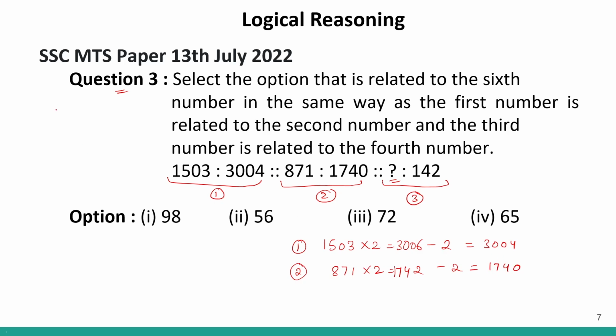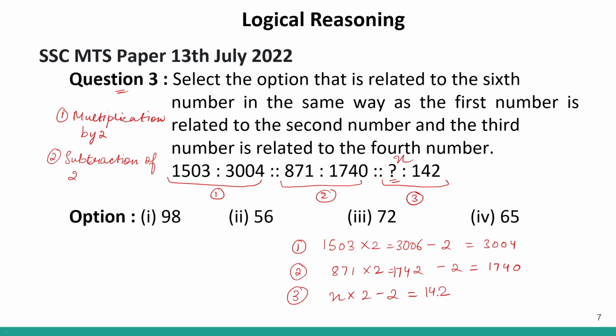So two operations are being done. First operation is multiplication by 2. Okay. And second operation is subtraction of 2. So two operations are being done. So I'll do the same thing for here. So if I take this to be x, okay, I'm taking this to be x. That means x into 2 minus 2 should give me 142.